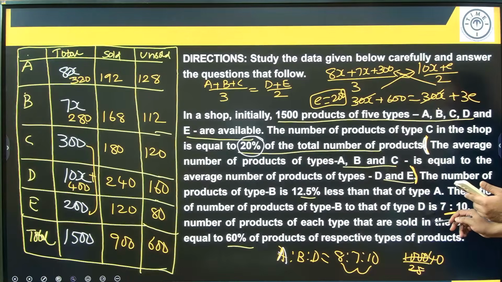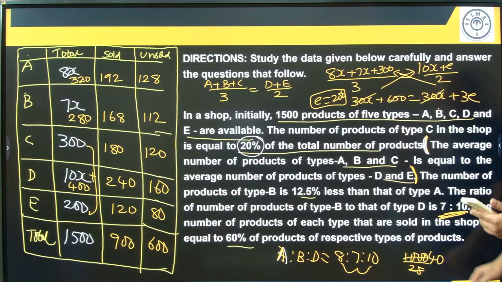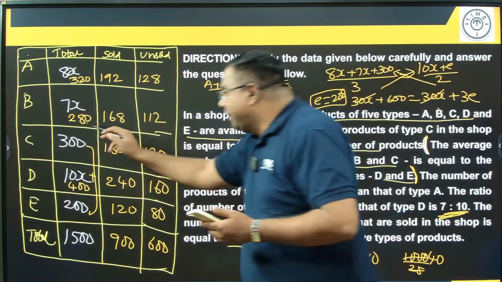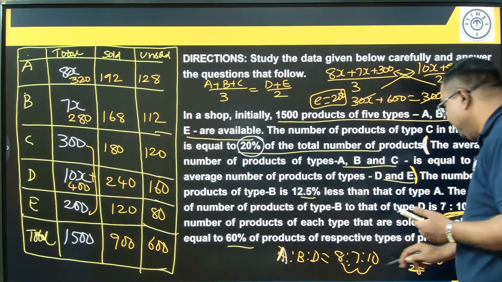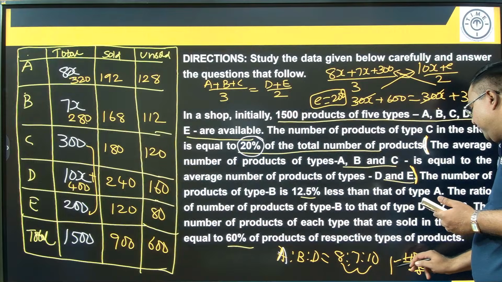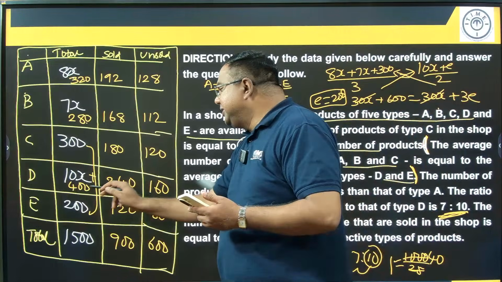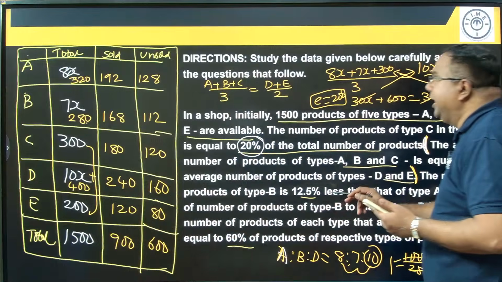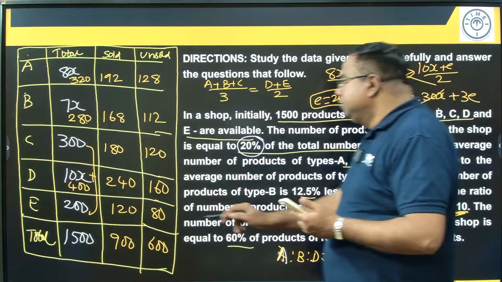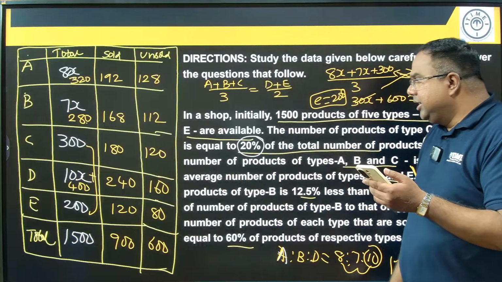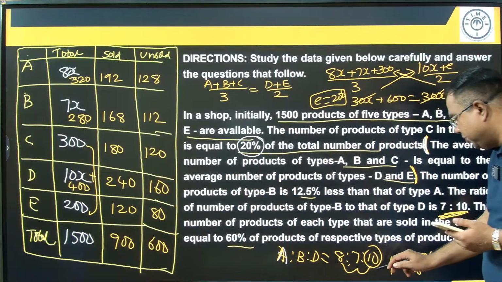10x, because we have a ratio here, na? 7 is to 10, B is to D. So B is 7x, D is 10x. So we got A is to B is to D as 8 is to 7 is to 10. These two are 500, so the remaining three are 1000. So 25 parts is 1000, which means each part is 40. So 10 parts, 10 into 40, is 400. Out of this, 60% are the sales, as given in every product. So 60% means 240. 400 minus 240, it has to be 160. 400 is 10x, x is 40, na Sumant?